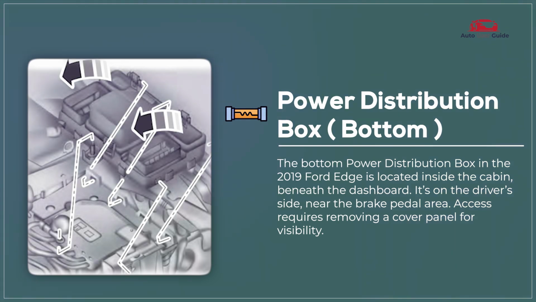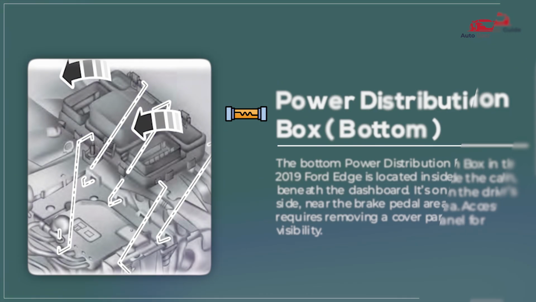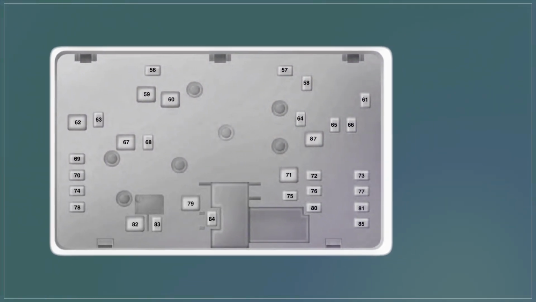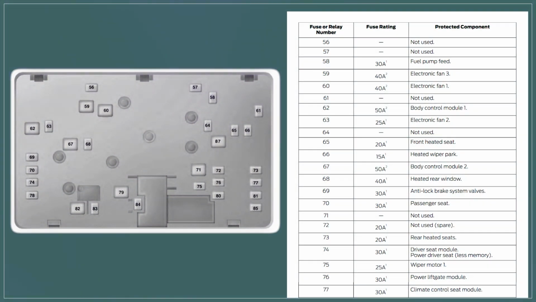Power distribution box bottom. The 2019 Ford Edge power distribution box bottom features a layout that houses fuses and relays critical for managing and distributing electrical power to various vehicle systems efficiently.